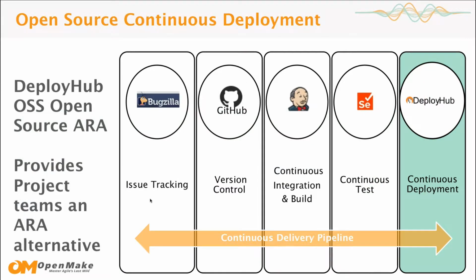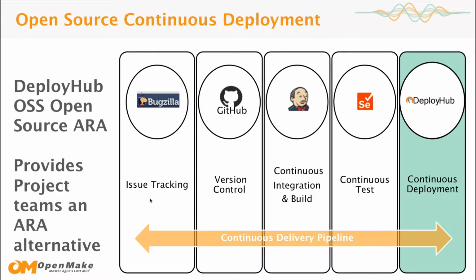So let's look at how to achieve continuous deployment using open source tools. DeployHub is an open source ARA solution, an application release automation tool. If you look at the whole pipeline here, we have issue tracking that's open source, such as Bugzilla. We have Git for version control. We have Jenkins for continuous integration and build, Selenium for continuous testing, and DeployHub to fit into the missing piece, which is the continuous deployment part of the puzzle.